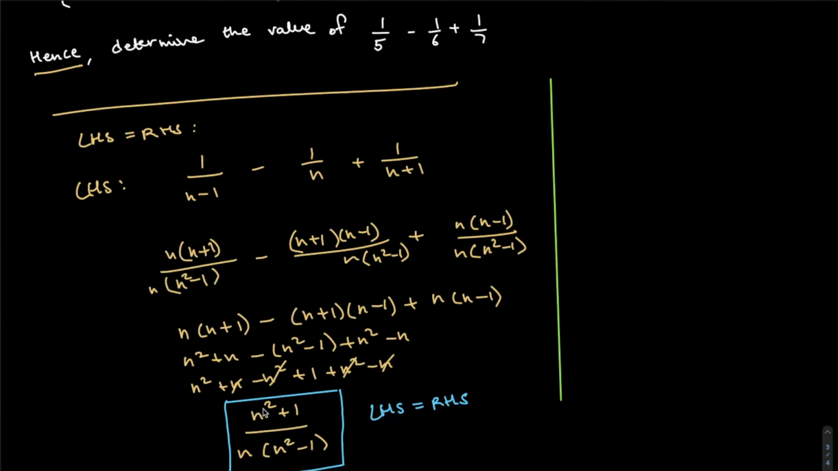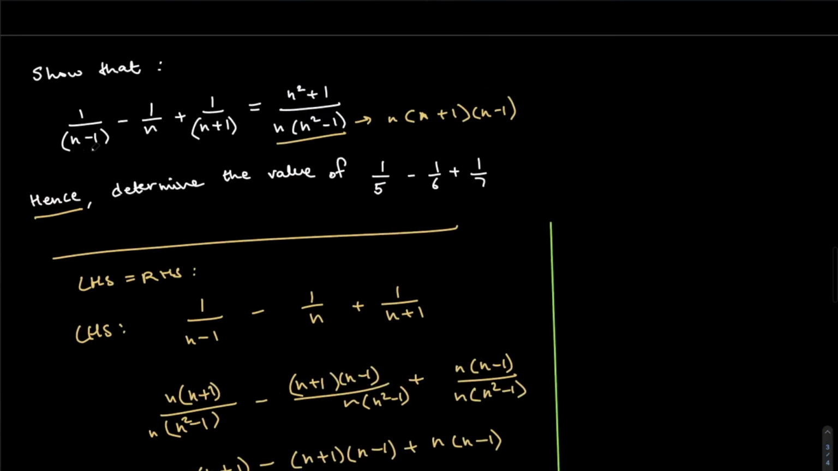Now, if you notice, these are consecutive numbers. Just focus on the denominators: 5, 6, 7. So what we have is something like n plus 1, which is 1 greater than n, and n minus 1, which is 1 less than n. It's matching with the conditions that are given. So we have n here maybe, and we have n plus 1 and n minus 1, and it's equal to this part.